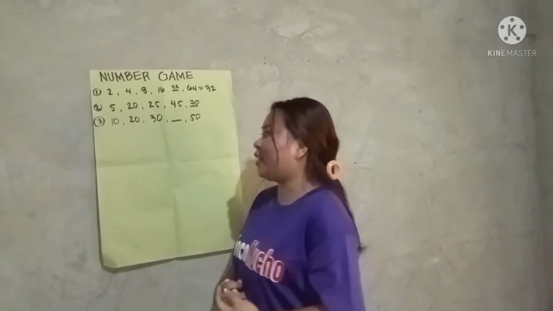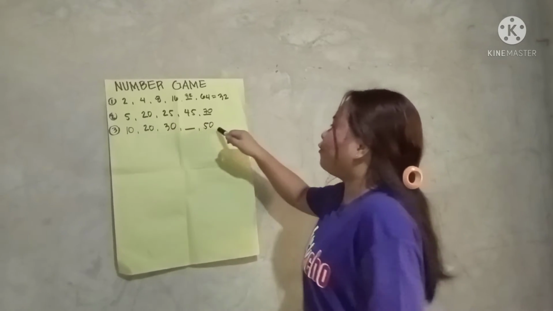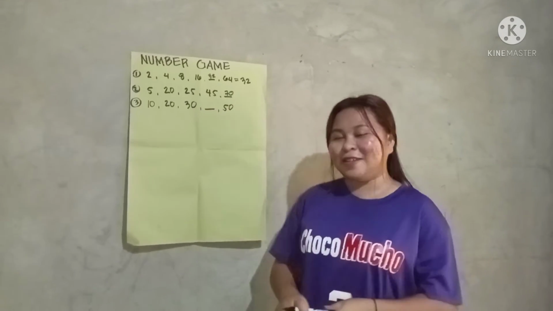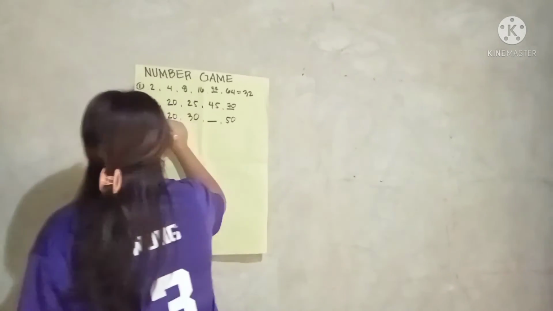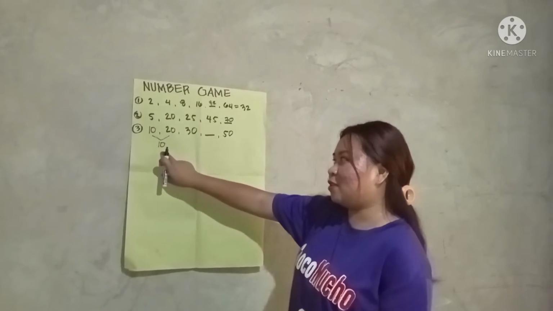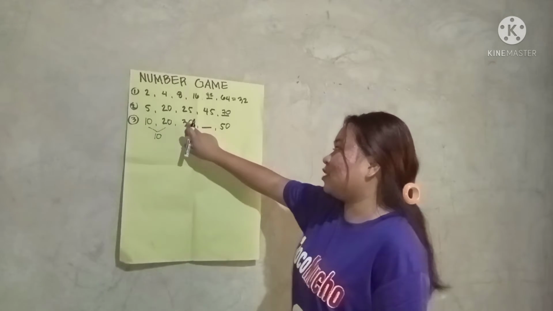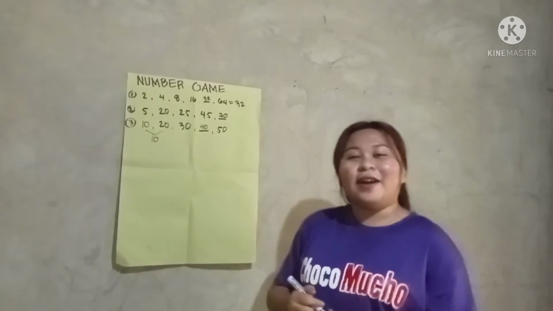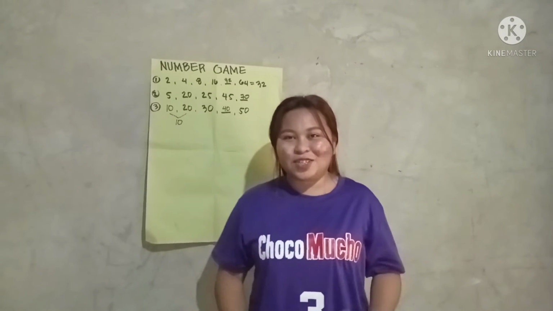Now let's go to the number 3. In this sequence, the numbers are 10, 20, 30, blank, and 50. Let's find the missing number again. To find the missing number, first, let's get the difference in these numbers. So, 10 and 20, the difference is 10. So, 20 minus 10 equals 10. So, 10 plus 20 equals 30. And when we add 10 to this 30, we will get the number 40. So, the number 40 will be our missing number. Now, we are done for the number game and the recreational game.